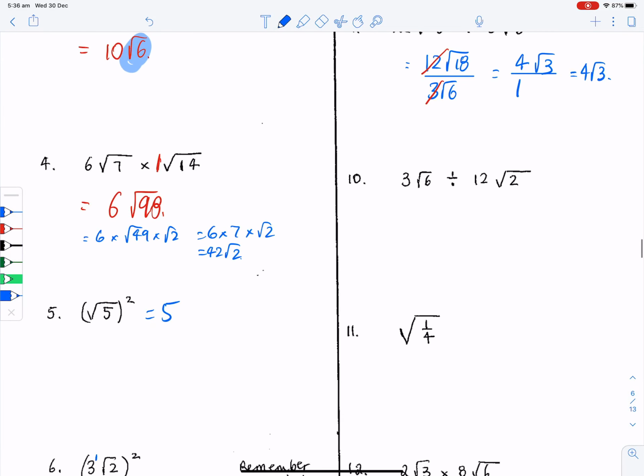Question 10. We've got 3 root 6 over 12 root 2. So we're going to focus on dividing that by 3 and getting 1. Divide that by 3 and we get 4. And now root 6 over root 2 is root 3. So the answer is simply root 3 on 4.